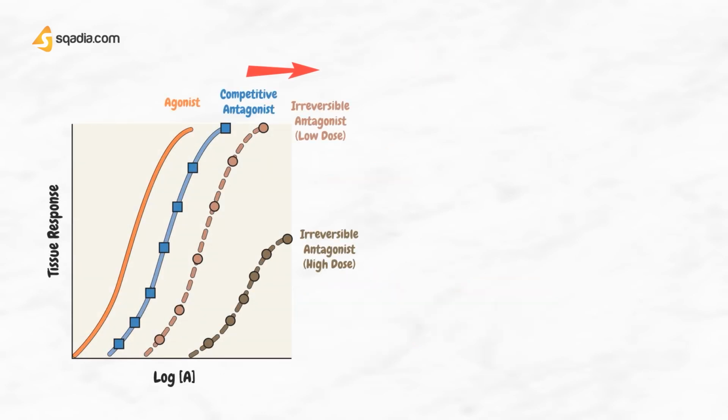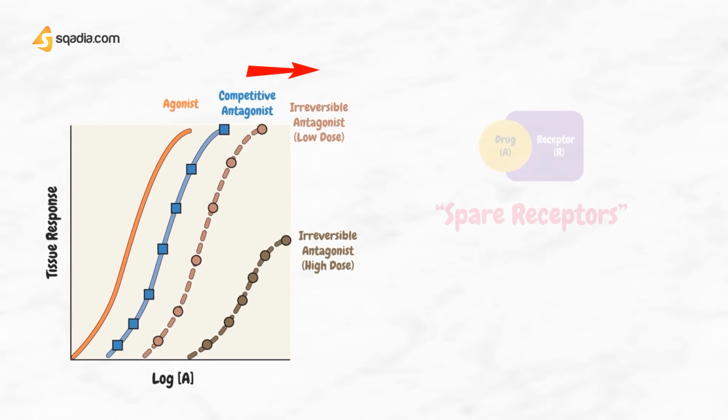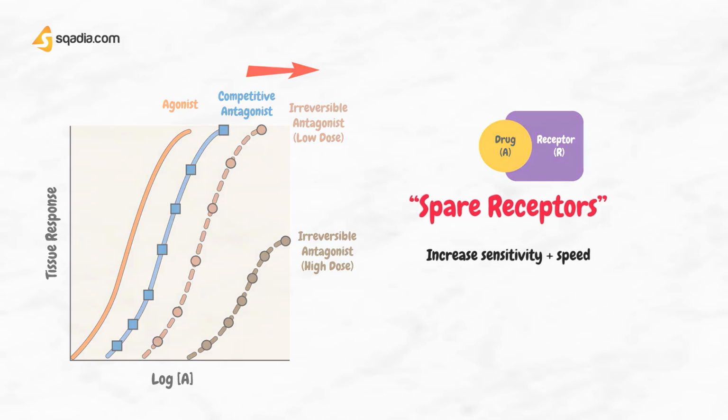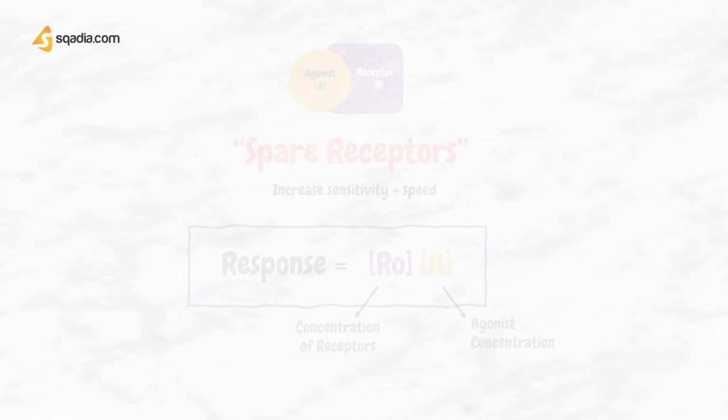Now discussing receptor reserve. In some tissues, like smooth muscle, irreversible antagonists initially shift the log-dose response curve to the right without reducing the maximum response, indicating that the maximum response can be obtained without the agonist occupying all the receptors. The excess receptors are sometimes called spare receptors, but this is a misleading term because they are of functional significance. They increase both the sensitivity and speed of a system because the concentration of drug receptor complex, and so the response, depends on the product of the agonist concentration and the total receptor concentration.